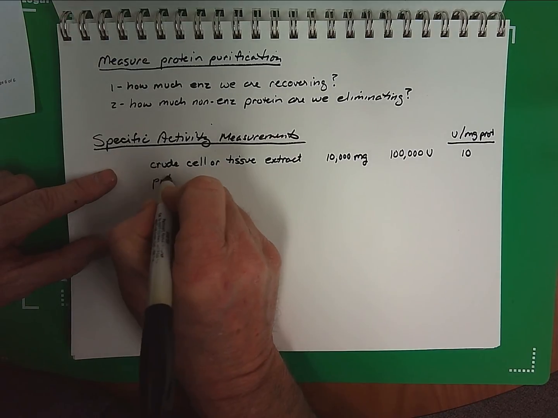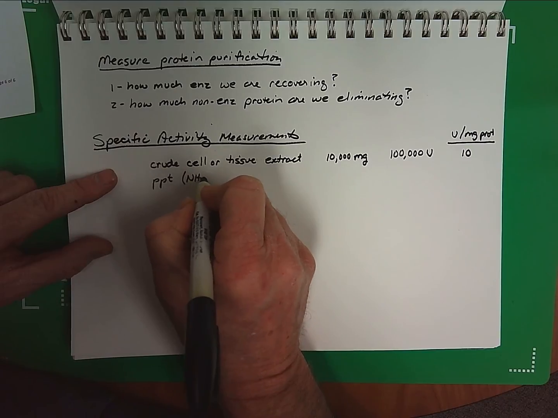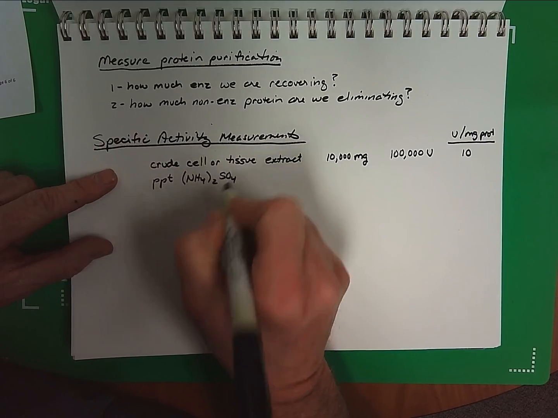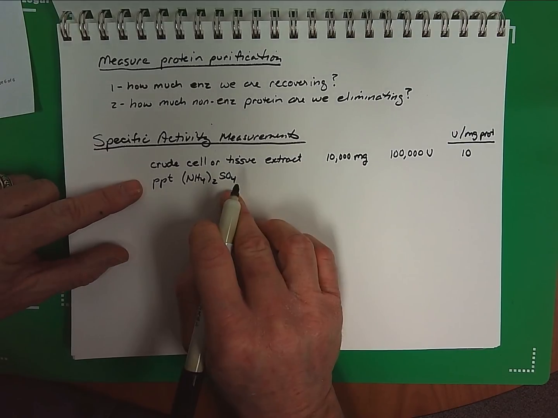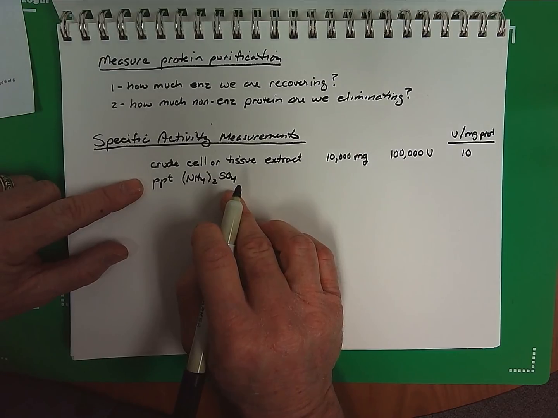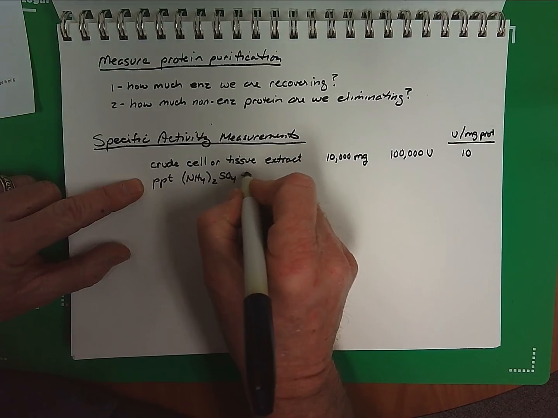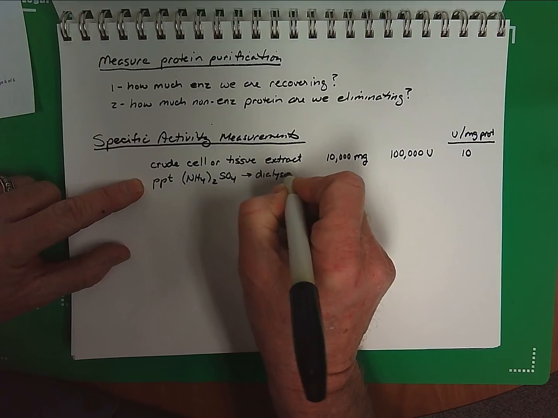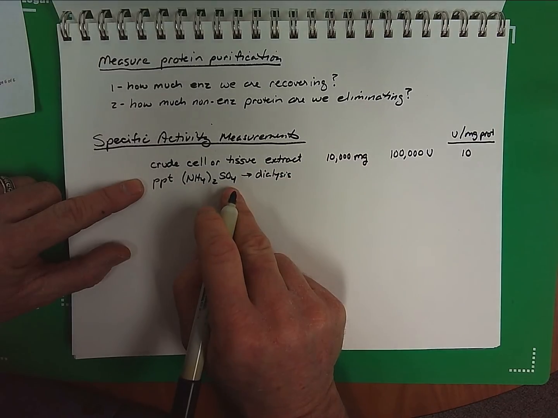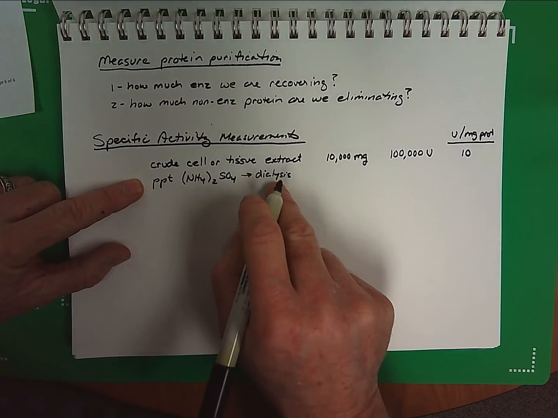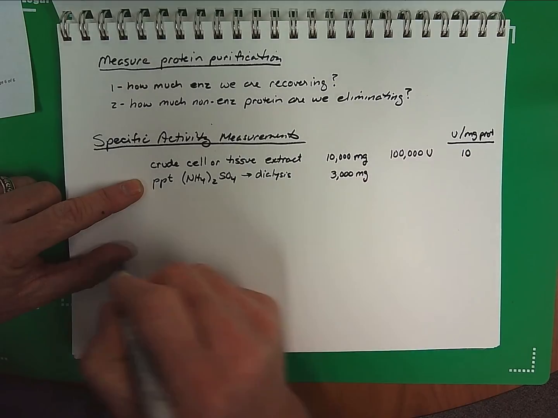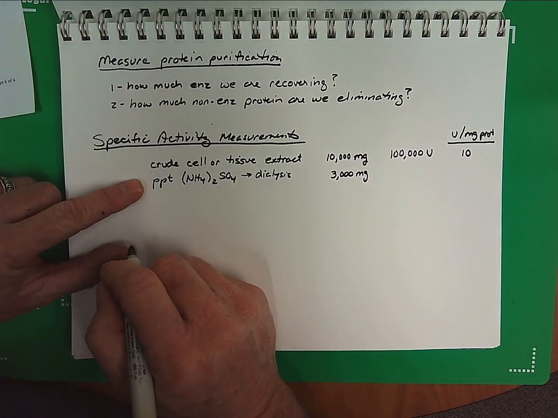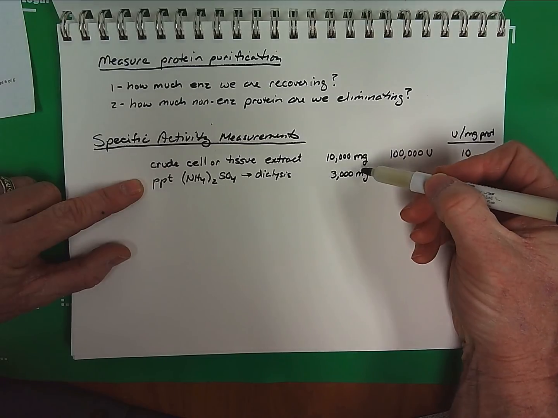Now let's say we do our precipitation with ammonium sulfate, and we isolate that specific fraction that precipitates at the precise concentration to eliminate non-specific, undesirable proteins and obtain ours. And we take that, we go through dialysis to remove the excess ammonium sulfate, and we measure again the total amount of protein in that dialysate. Let's say it's 3,000 milligrams total protein. So you can see that we have lost a lot of protein here by this one step.